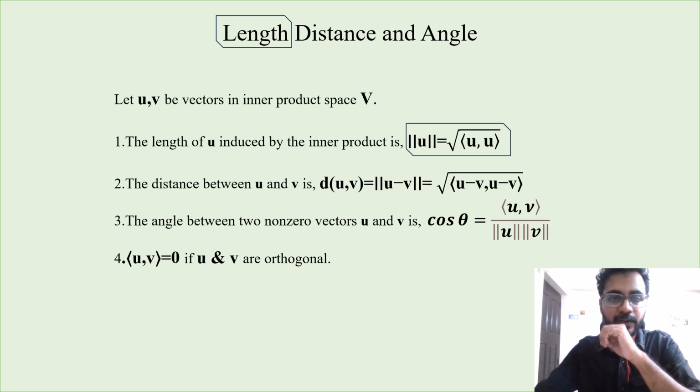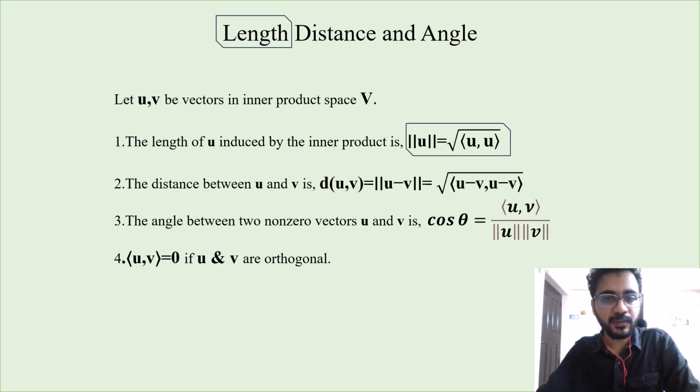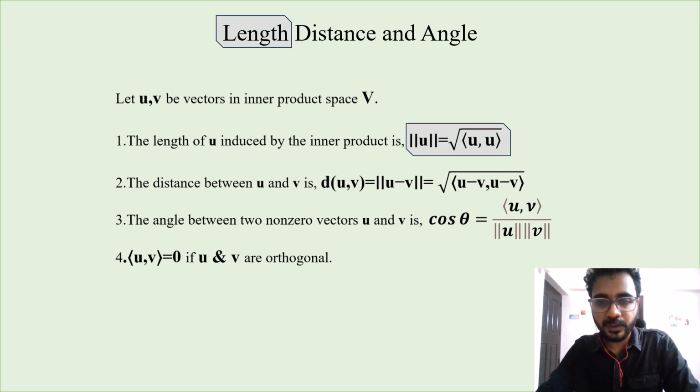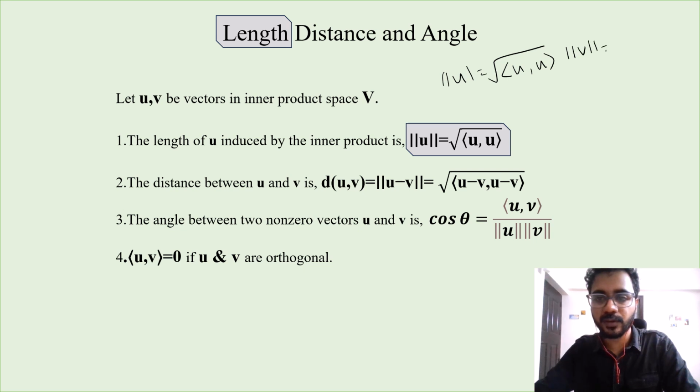Now let's go into defining length, distance, and angle for vectors in vector space V. For that, let's consider two vectors u comma v in the inner product space V. The length of u is nothing but the square root of the inner product u comma u. So the length of u equals the square root of inner product u comma u. And the length of v is nothing but the square root of inner product v comma v.